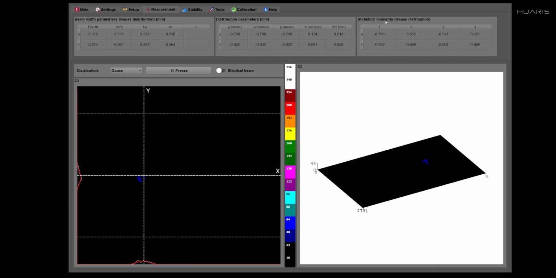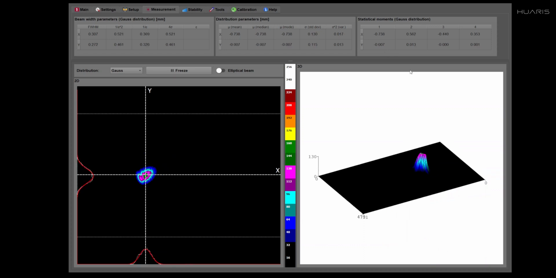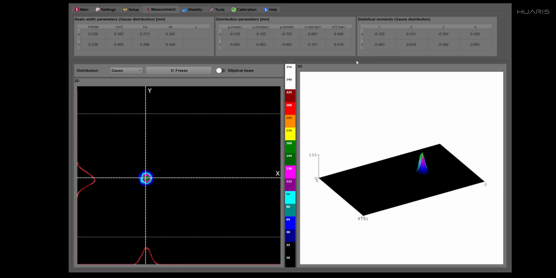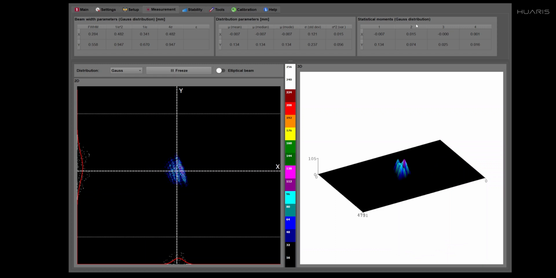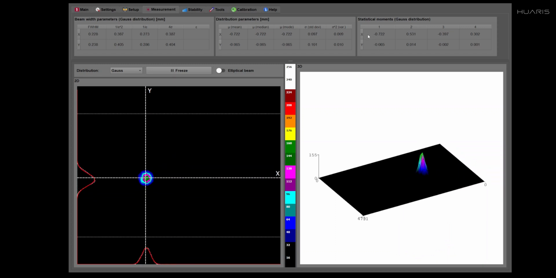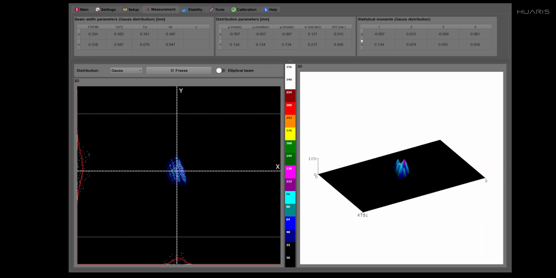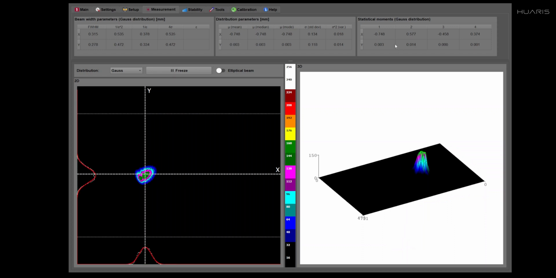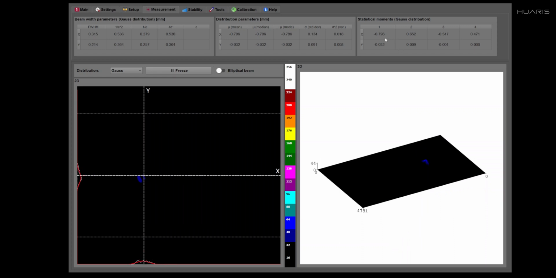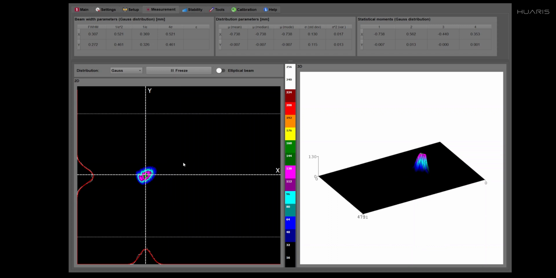The final section presents the statistical moments for Gauss distribution only, and these are again calculated along x and y axis, and we calculate statistical moments up to the fourth.